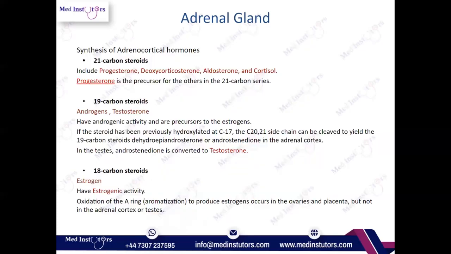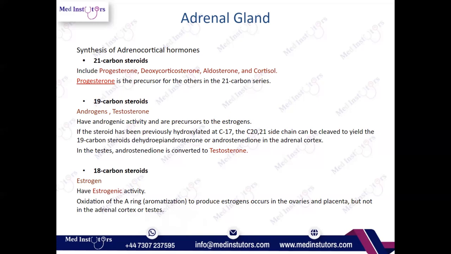Your job is to remember which of the hormones consist of 21 carbon numbers, which have 19 carbons, and which have 18 carbons. So remember progesterone, deoxycorticosterone, aldosterone, and cortisol. These are the adrenal hormones which have 21 carbon atoms in their structure. So these are 21 carbon steroids, or 21 carbon hormones: progesterone, deoxycorticosterone, aldosterone, and cortisol.